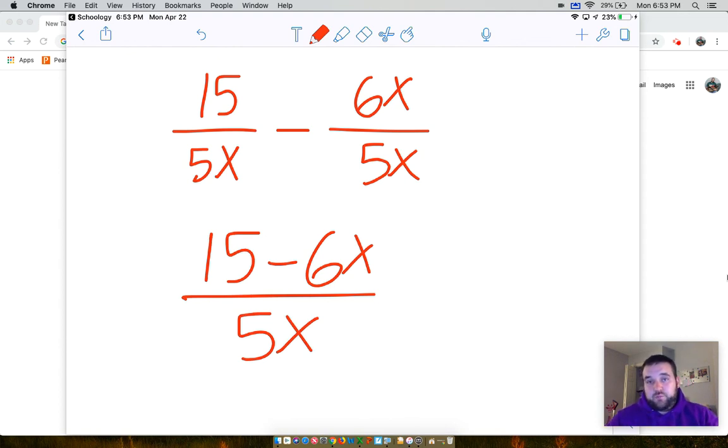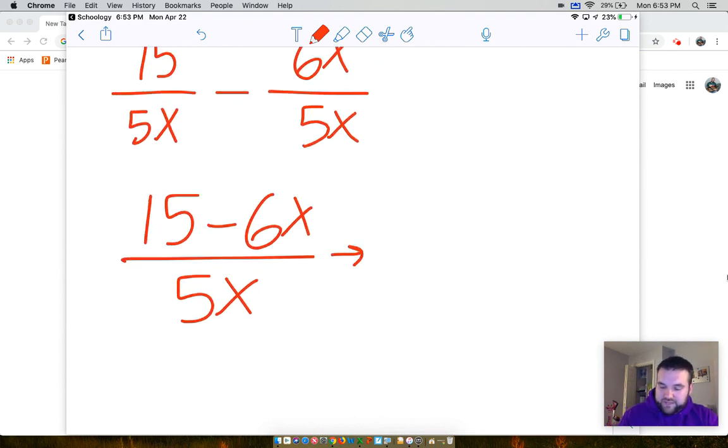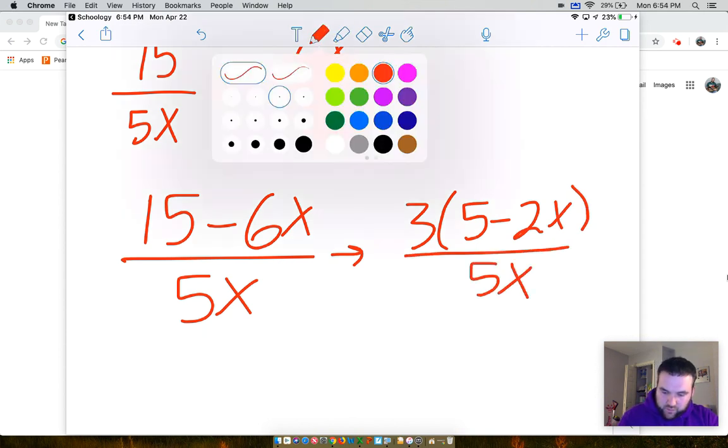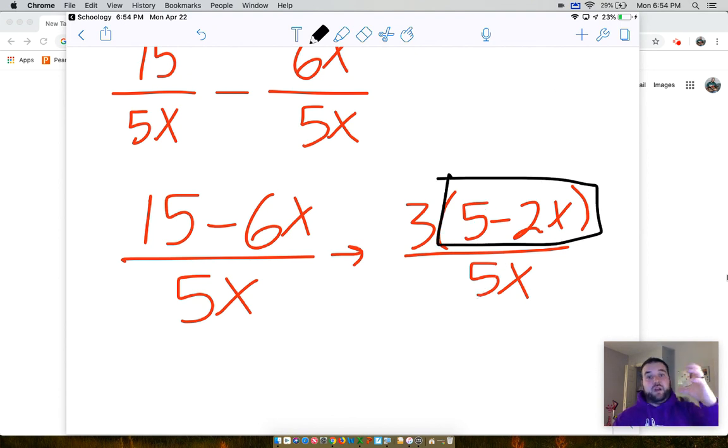Now, after you've added or subtracted, we check to see, can I simplify? And in order to know if you can simplify, that does require us to factor. I see the numerator, the 15 minus 6x, has a GCF of 3. So I'm going to write it as 3 times 5 minus 2x over 5x. Again, don't go crazy. Don't be thinking that x cancels that x or that 5 cancels that 5. The only way to cancel this is to see another 5 minus 2x. It's got to be the whole parentheses. I don't see it there.